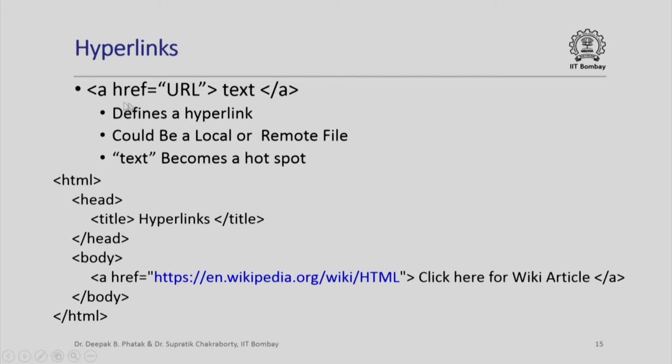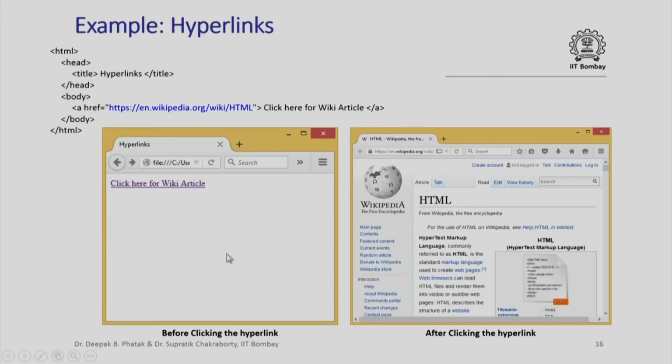In short, this tag pair defines a hyperlink. It could be a local or a remote file, and text sort of becomes a hotspot. If you click on that hotspot, suddenly you will be diverted to that particular new page. Here is an example of an HTML page which uses a hyperlink. Let us look at this. So, if I write this as an HTML file, store it as a .html file as a text file and open it in browser, this is what it will look like.